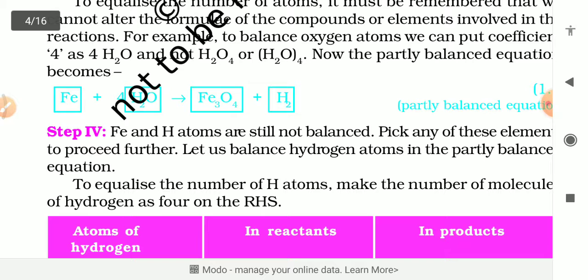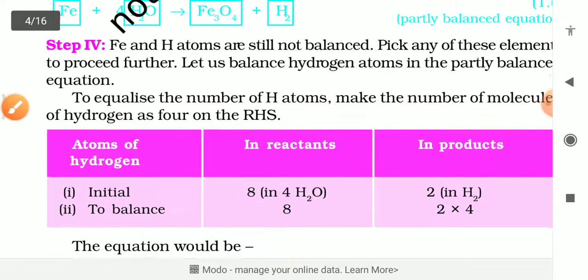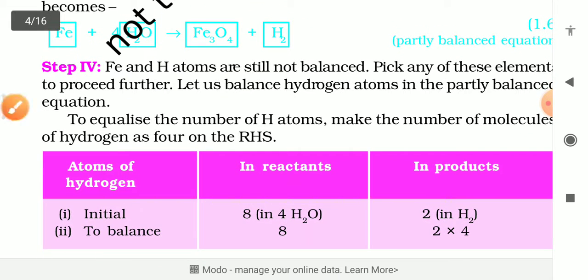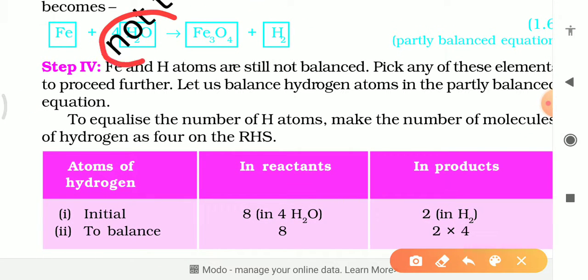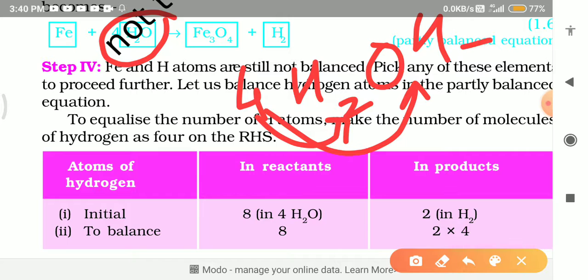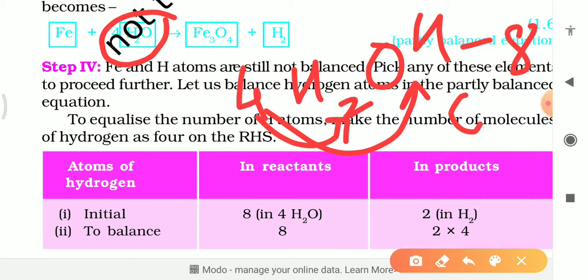Now the hydrogen atom: you will see hydrogen on the left hand side, it's 2 here, in the reactant. And on the right hand side, hydrogen has 8, because 4H2O, 4 2s are 8 and 4 1s are 4. Now the number of hydrogen atoms is 8 and the number of oxygen atoms is 4 here.